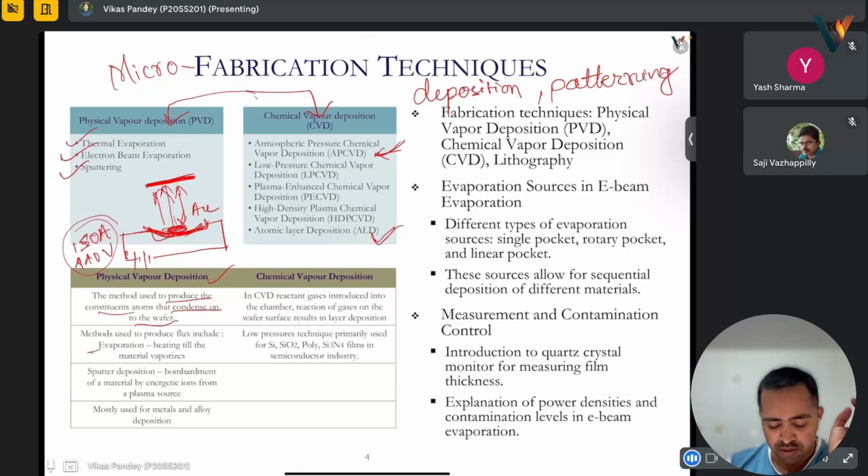Mostly evaporation is one very common way of doing this, but evaporation in a very high vacuum chamber, so that there is nothing else, and that's how we can get good sublimation or evaporation of the materials. Then the second way is sputter deposition, where it is bombarded.